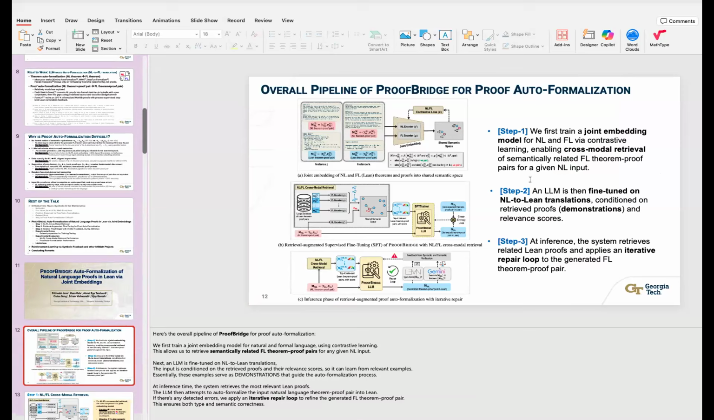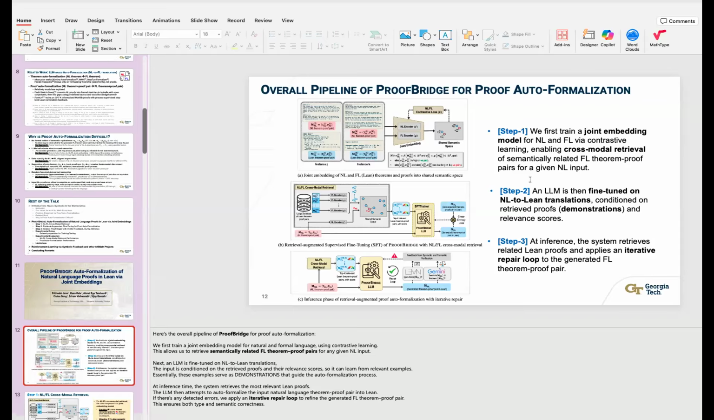The first step is we train a joint embedding model. The term joint embedding refers to the fact that we have 2 different modalities of input. One modality is natural language, the other is formal language. So we are giving equivalent pairs of formal language and natural language theorem proof pairs. And we train this model via contrastive learning. These are well-defined learning techniques, so we are not inventing a new machine learning technique or anything of the sort.